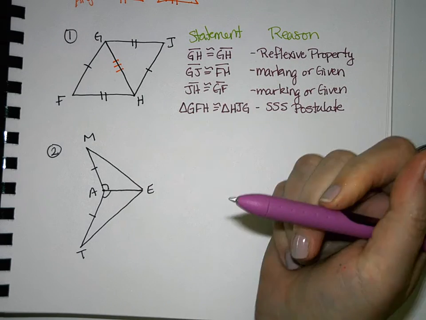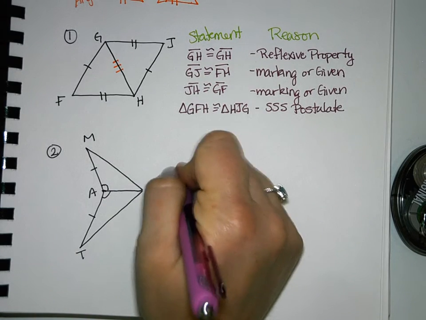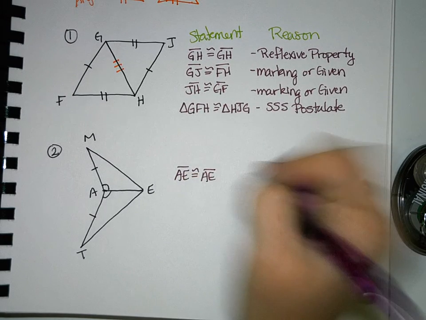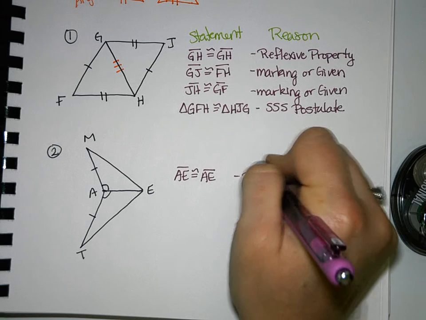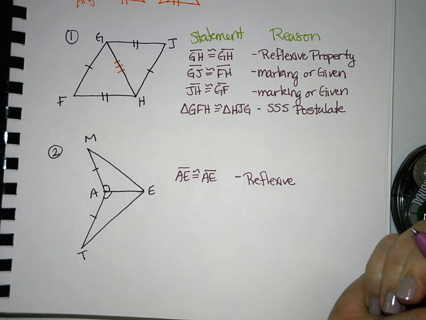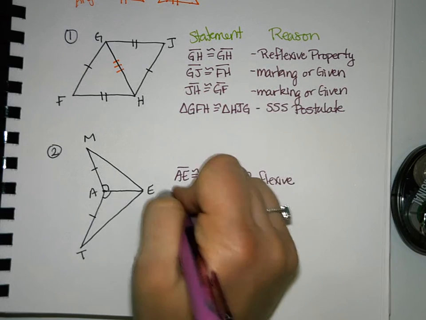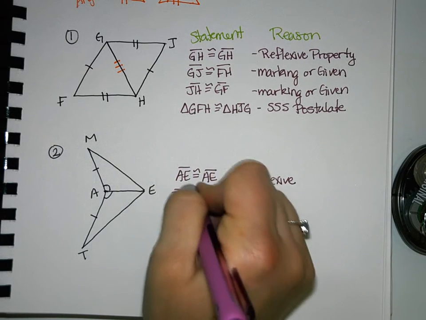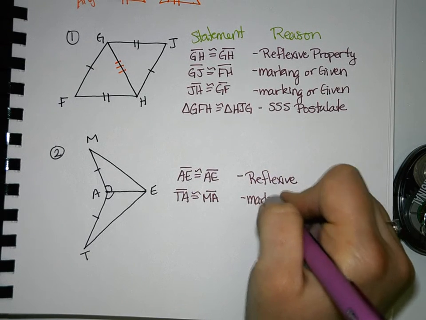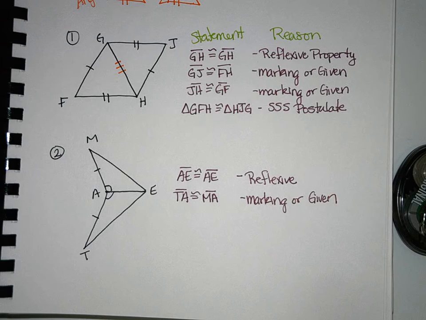A and B are congruent to each other. Say that one more time. A and B, like right line. These two? Yeah. Okay, so AE is congruent to AE. Why? That's the reflexive. Okay, what else do we know based on the picture? TA and MA. And that was by the markings, or we say given. What else do we know?